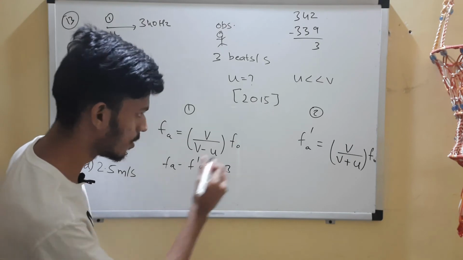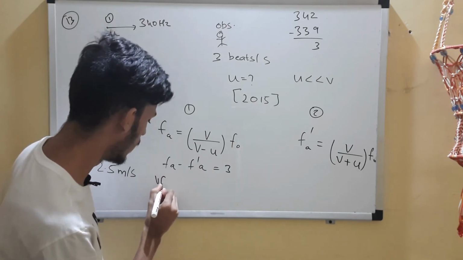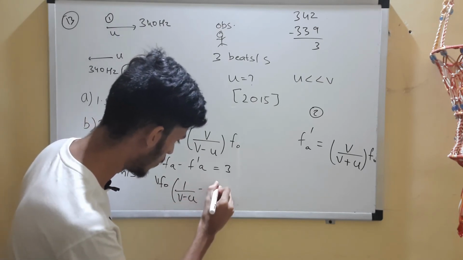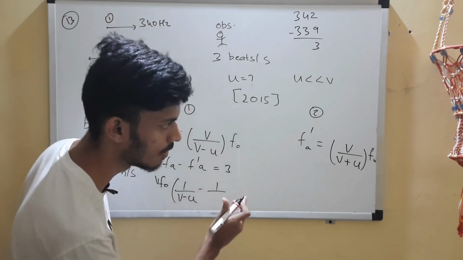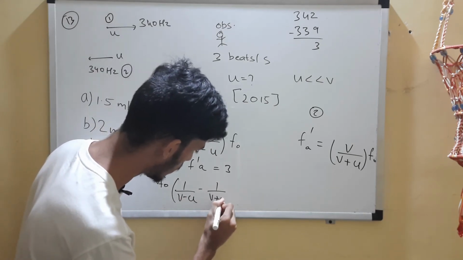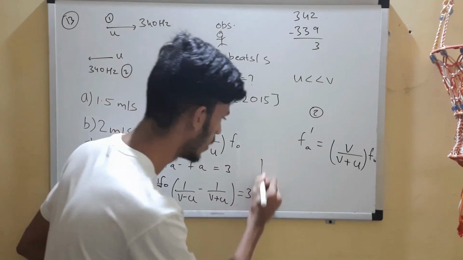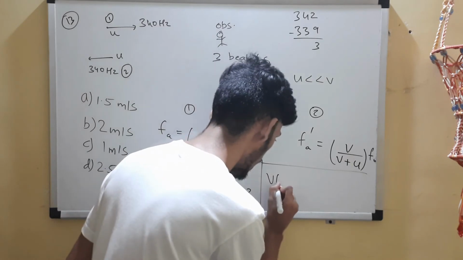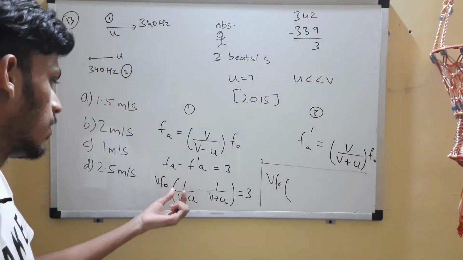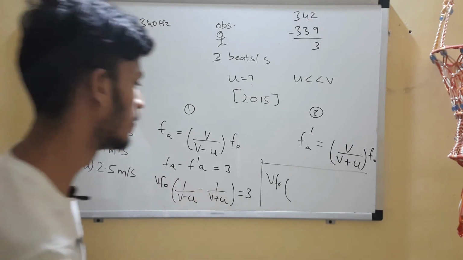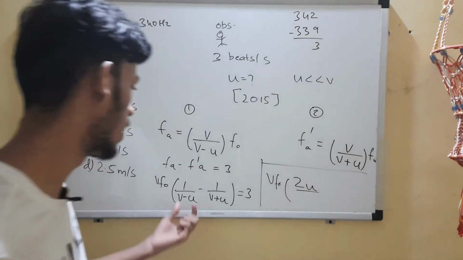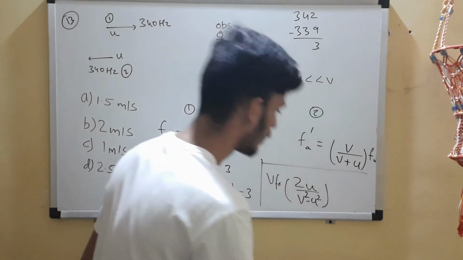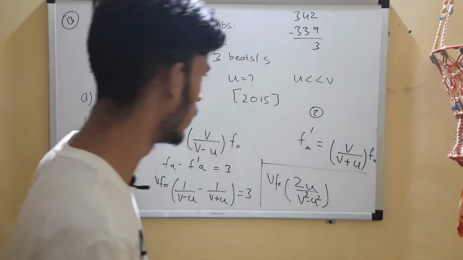So let's substitute. You can take things common from here. V into f naught can be taken common, so you'll be left with 1 by V minus U minus 1 divided by V plus U. That will give you 3. So let's write it over here. You'll get V into f naught, and here you'll get V plus U minus V plus U, right? That will give you 2. You can solve it. You'll get 2U by V square minus U square using the identity.